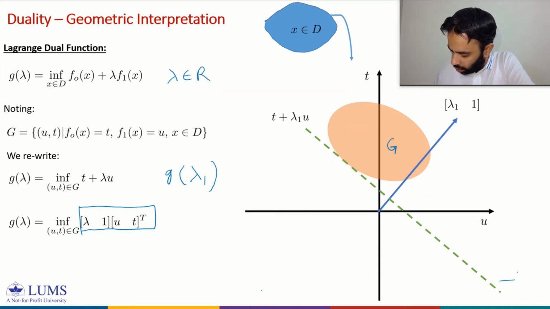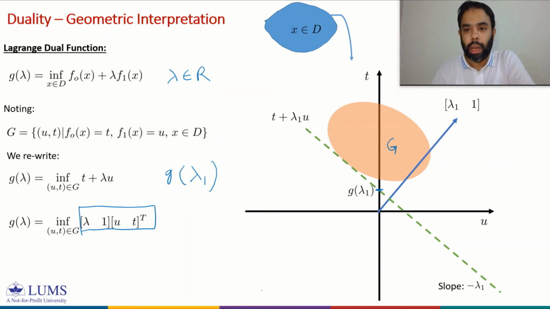The slope is given by this: since the slope of this blue vector is 1 over lambda 1, and this is perpendicular, orthogonal to this blue line, the slope of this line is minus lambda 1. And we also note that where this line intersects the t-axis, this point along the t-axis gives us the value of g of lambda 1. So let me denote this point with g of lambda 1.